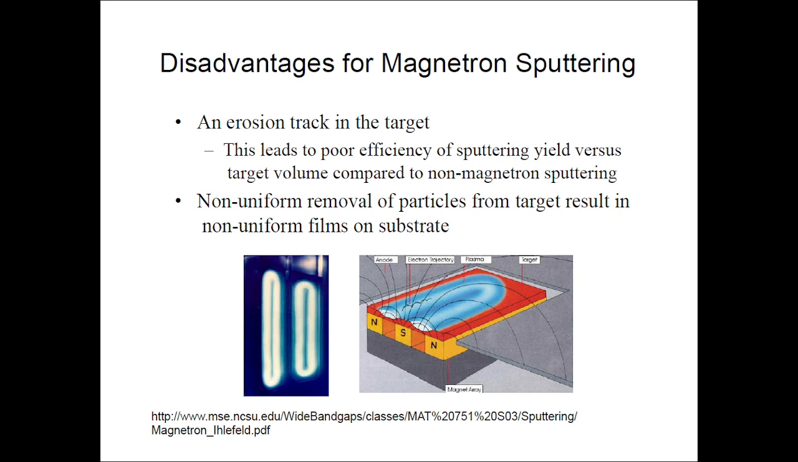And the disadvantage of magnetron sputtering is the erosion track in the target material. This leads to poor efficiency of sputtering yield versus target volume compared to non-magnetron sputtering, and non-uniform removal of particles from the target, which results in non-uniform films on the substrate. This can be tackled, as I said, by ensuring proper rotation of the film.